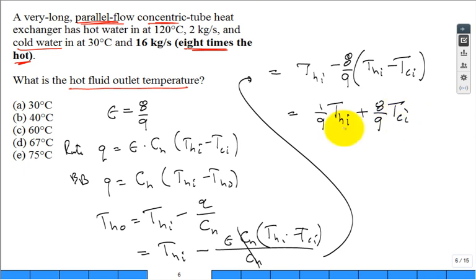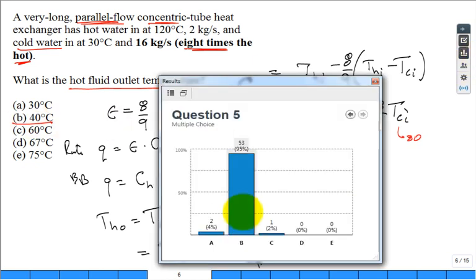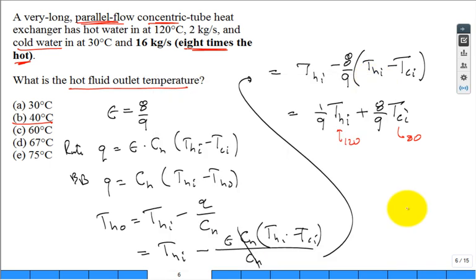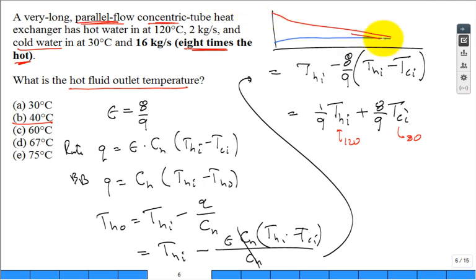Yeah, so we put in here for the 120, we put in here for the 30 degrees, and you calculate that it's equal to 40 degrees. And if you want, you plot it, and you see a pretty dramatic, let me see if I can plot it quickly. So the hot really drops down, and the cold rises a little bit. And they need to come together. My sketch needs to have them kind of together in equilibrium because of the super long nature of the heat exchanger. Okay?